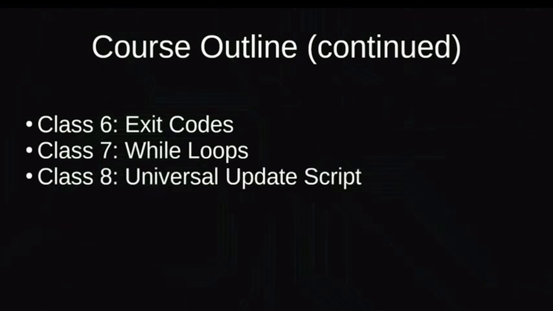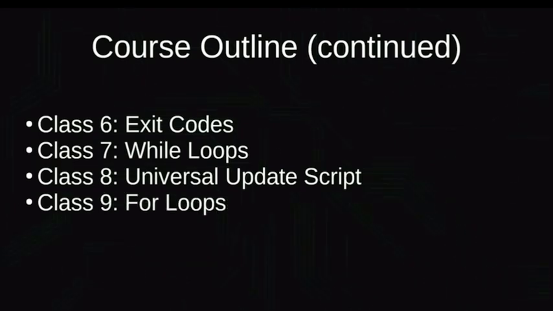In class number 8, we're going to take a little break from branching and take our first look at an update script, and that particular script is going to serve as an example in several videos going forward, so that's the first time that we'll take a look at that, and that update script will help us keep our servers up to date. In class number 9, we will return to branching, this time taking a look at for loops.